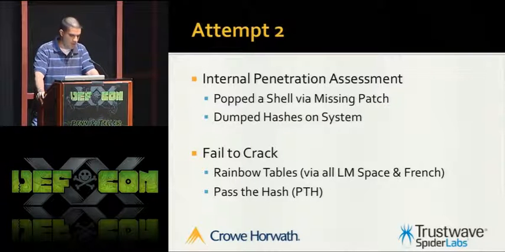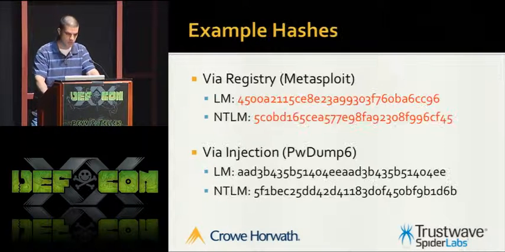So at this point, I'm like, all right, great. I'm on the system, and I'm thinking to myself, it's got to be the tools I'm using. I don't understand why this isn't working. So I figure I'm going to fight the good fight with AV, kill AV, and use my old standby, pwdump 6, and inject into memory and see what happens. Turns out I get completely different hashes.